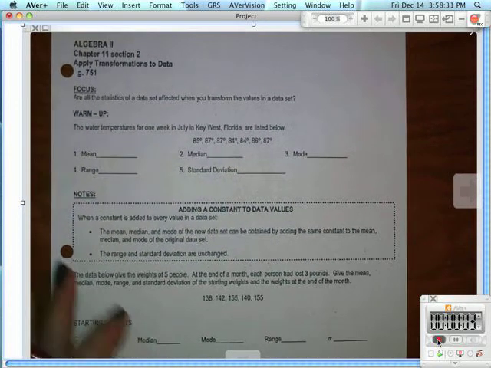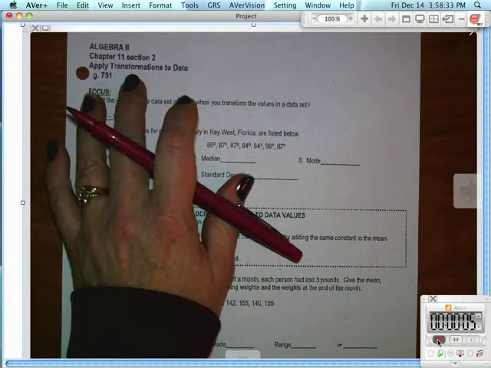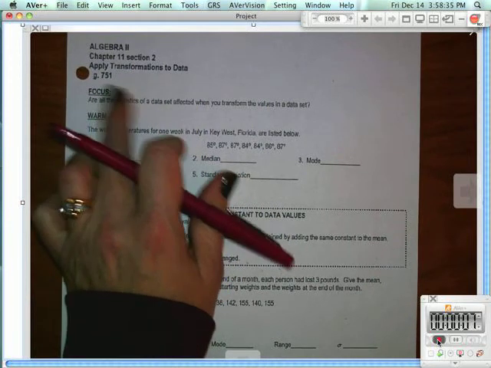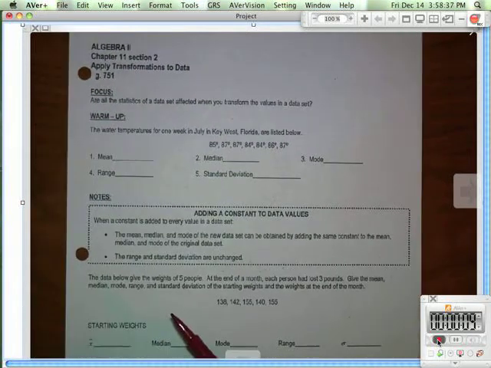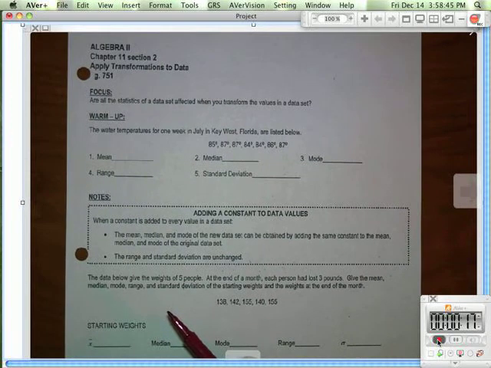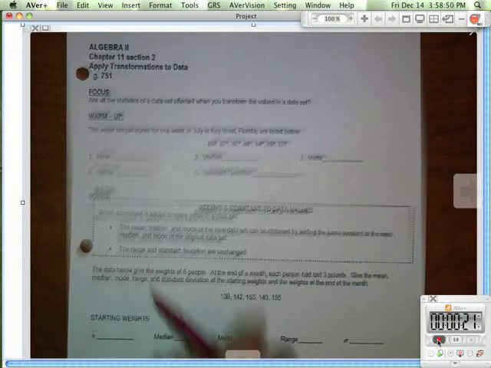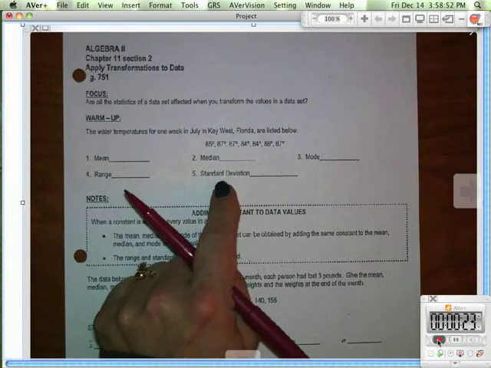All right, section 11.2, apply transformations to data, page 751. Are all the statistics of a data set affected when you transform the values in a data set? That means like add or multiply the values. So first thing I want to do is just refresh your memory about mean, median, and mode and standard deviation. You can do it off the calculator or you could do it by hand. So take just a second to do the warm-up.